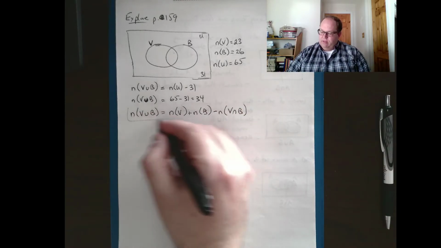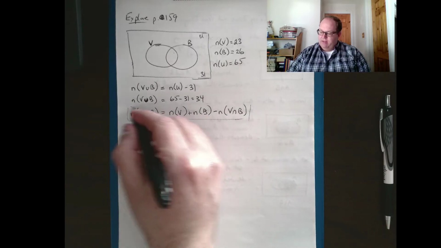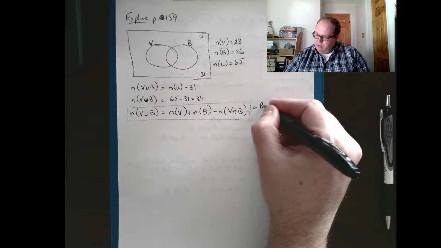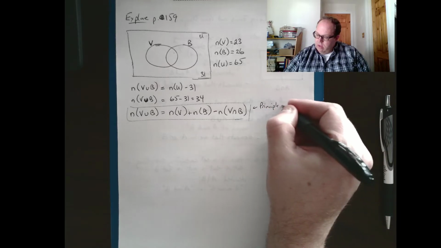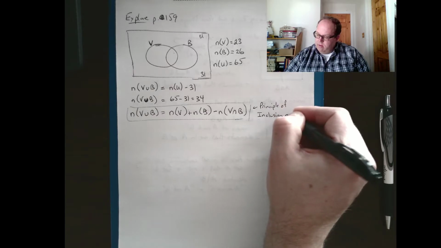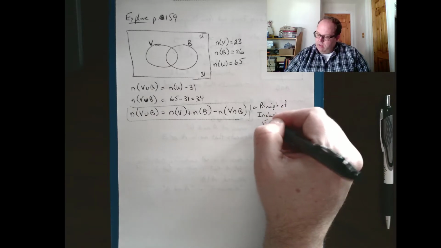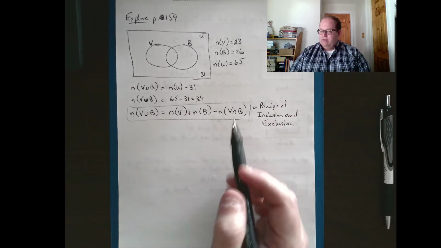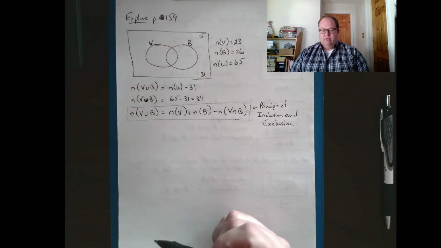This, by the way, is a result that crops up fairly often in set theory. It's referred to as the principle of inclusion and exclusion. And it's basically a check on avoiding double counting certain regions of the space here.